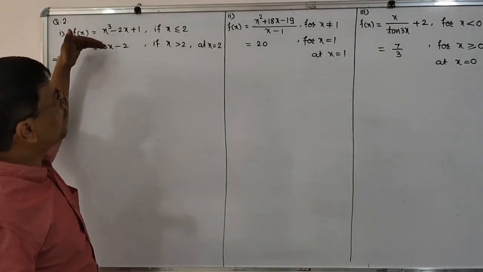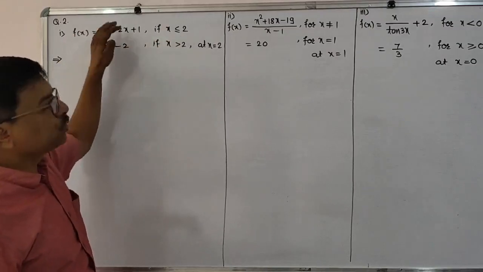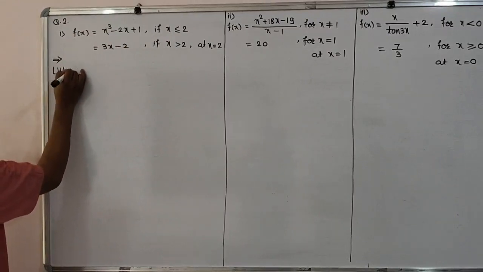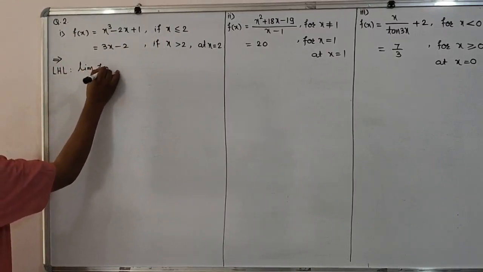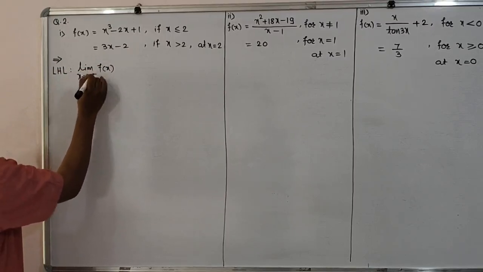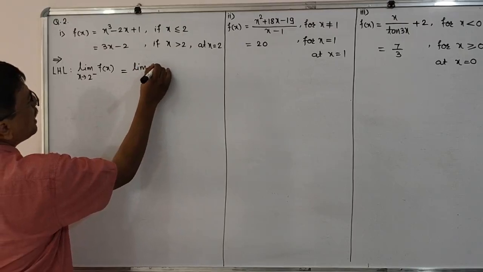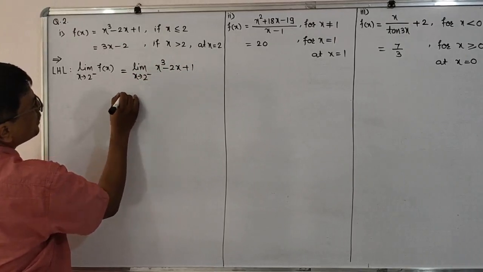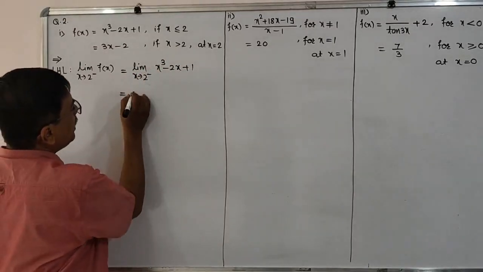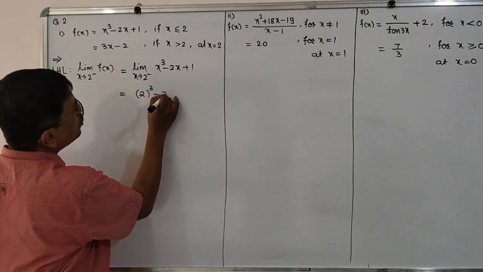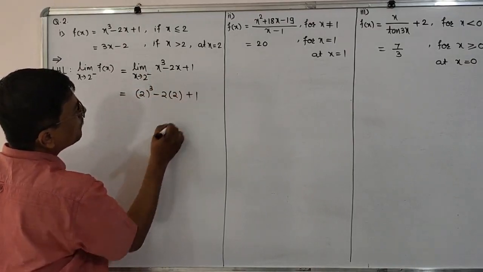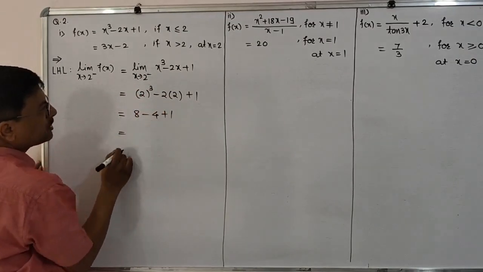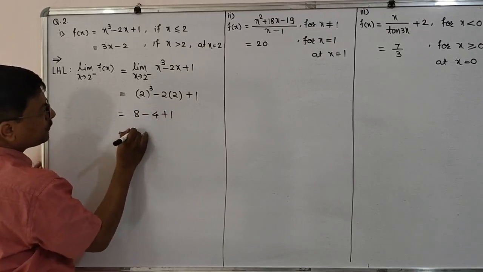Obviously, the function is different for x less than 2 and greater than 2. We are going to find LHL and RHL. While finding LHL, limit of f of x as x tends to 2 minus is equal to limit of x cube minus 2x plus 1 as x tends to 2 minus. Substitute the values: 2 cube minus 2 into 2 plus 1, that is equal to 8 minus 4 plus 1, that is 8 plus 1, 9 minus 4 is 5.